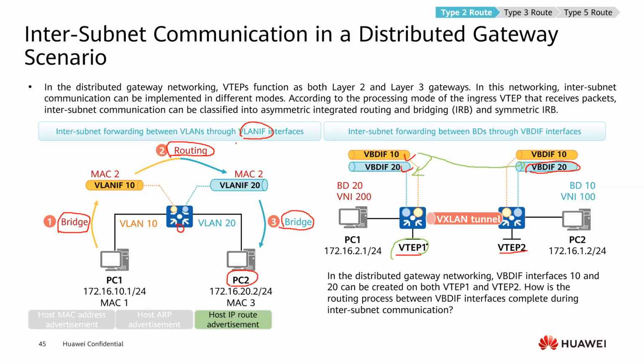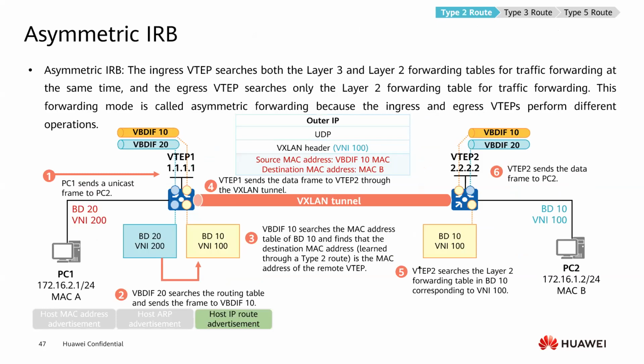All right, so now let's look at the difference. The first way is asymmetric IRB. So what is asymmetric IRB? It means the ingress VTEP will search both the level 3 and level 2 forwarding tables for traffic forwarding at the same time, and the egress VTEP will only search the level 2 forwarding table for traffic forwarding. So you'll find that the ingress VTEP and the egress VTEP function differently.